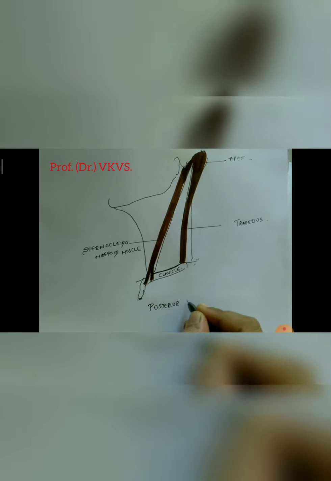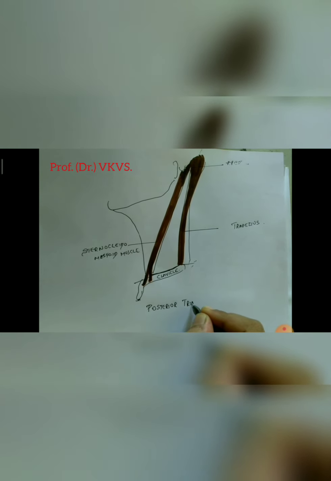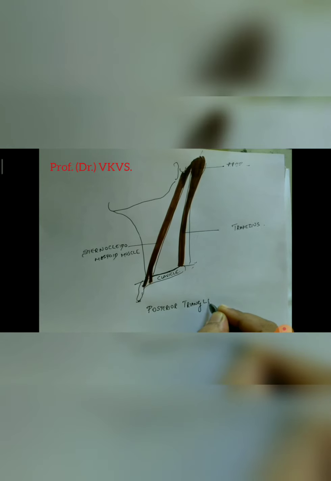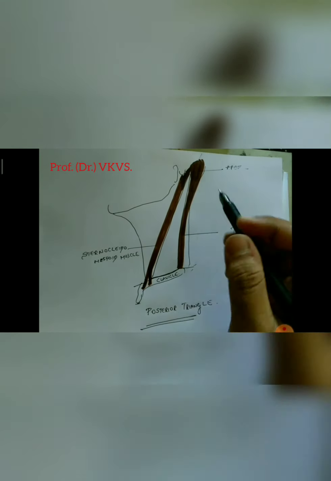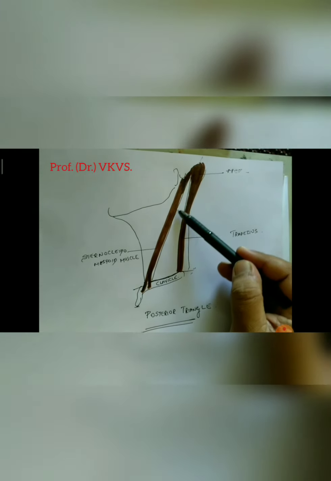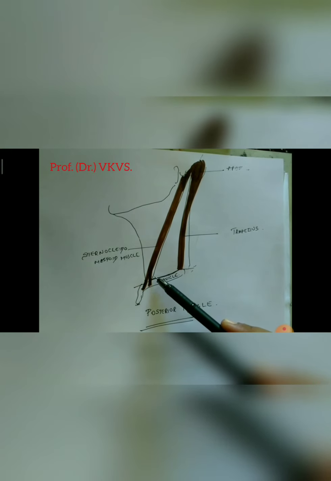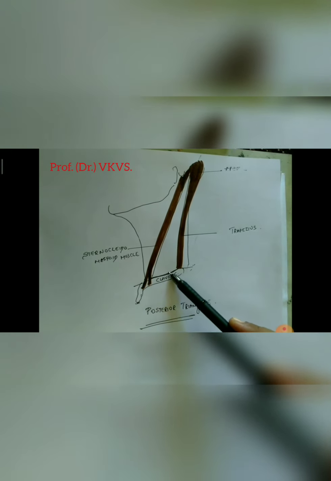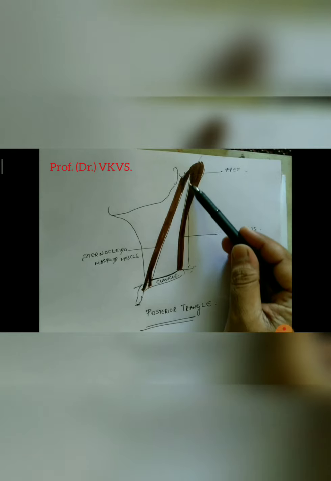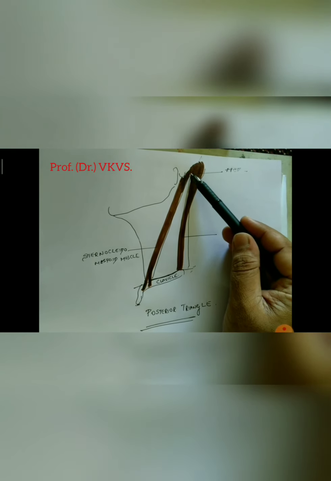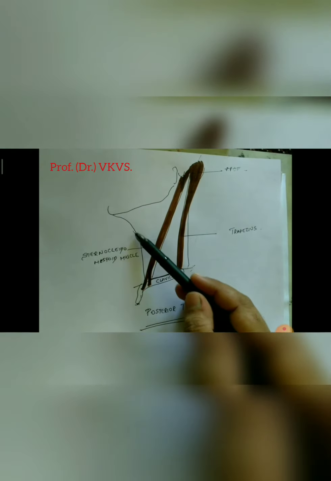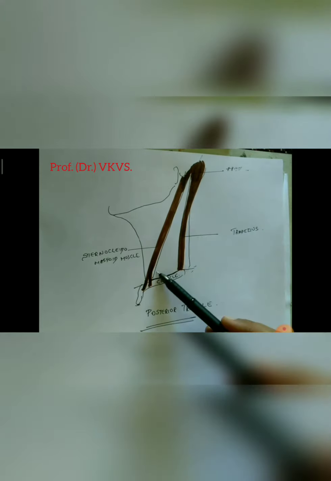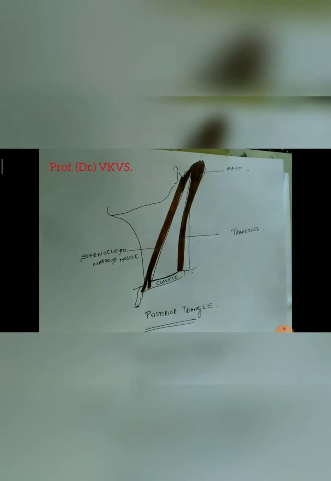Posterior triangle of neck. Next we'll write the structures, and posteriorly base is formed by middle 1/3 of clavicle and the posterior boundary by anterior boundary of trapezius. This is the anterior triangle and this is the posterior triangle.